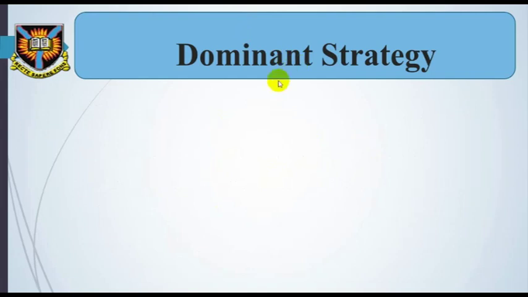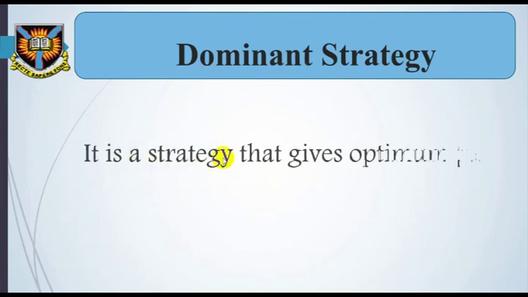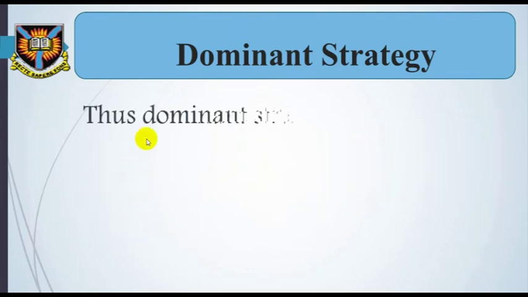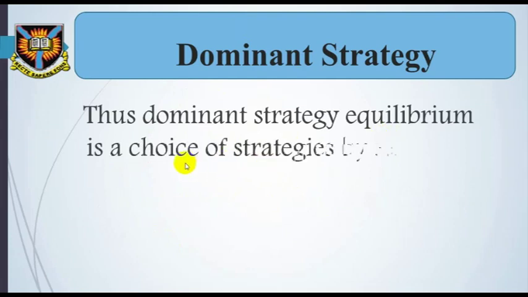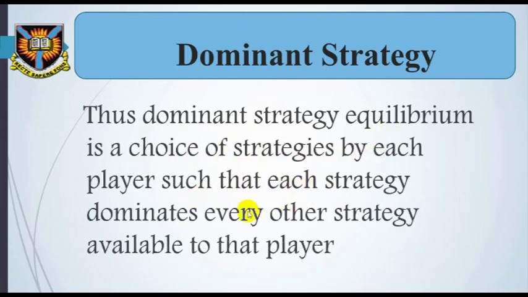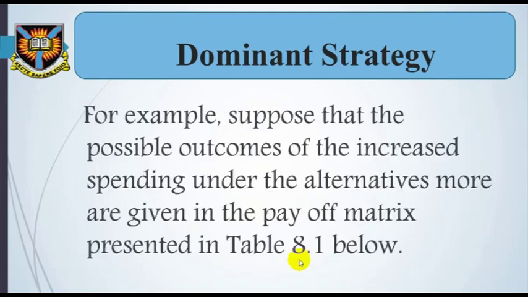Dominant strategy. It is a strategy that gives optimum payoff no matter what the other person or opponent does. Thus, dominant strategy equilibrium is a choice of strategies by each player such that each strategy dominates every other strategy available to that player. For example, suppose that the possible outcomes of the increased spending under the alternatives are given in the payoff matrix presented in Table 8.1 below.